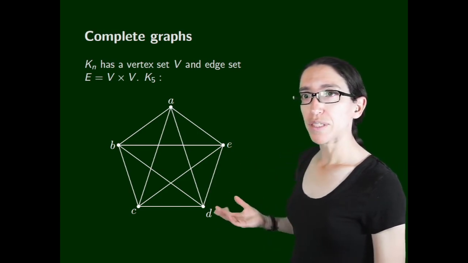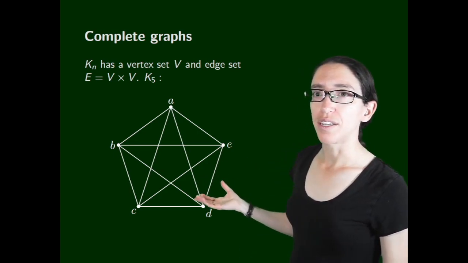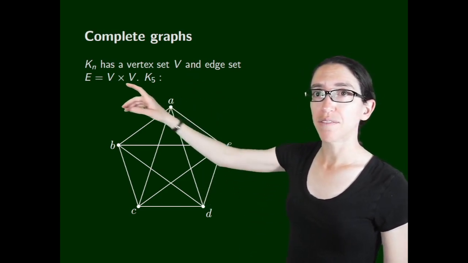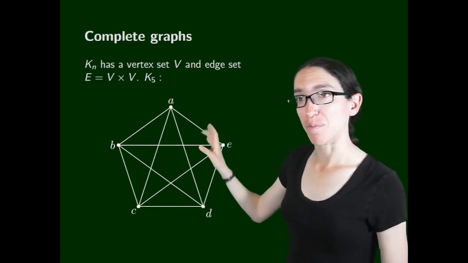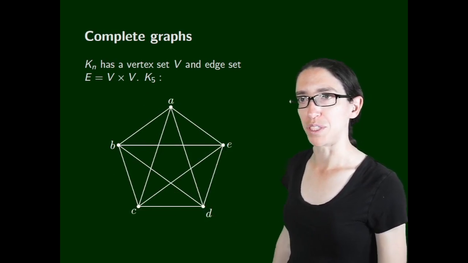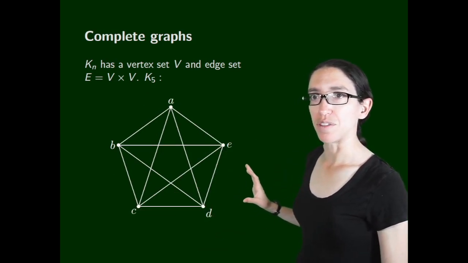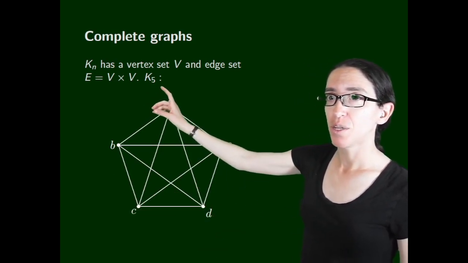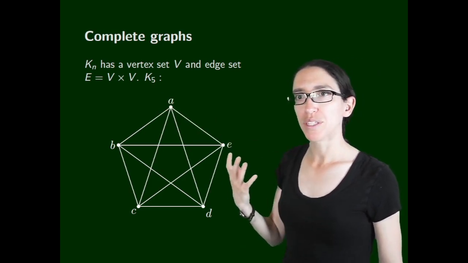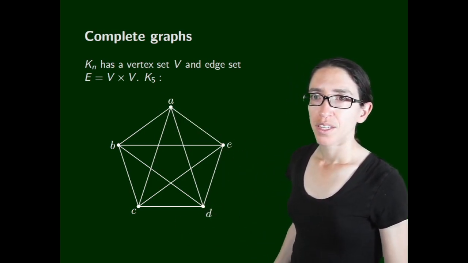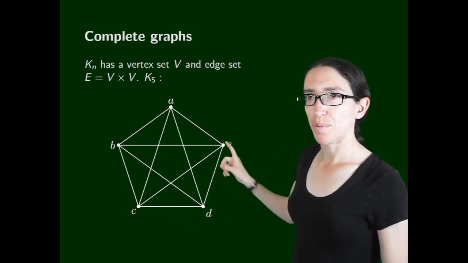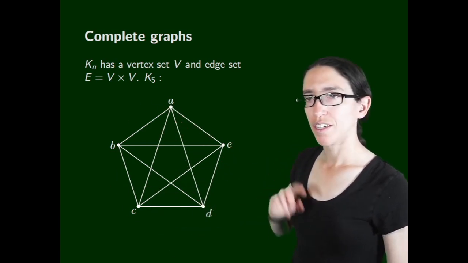Now here's a complete graph. A complete graph on a vertex set V just means you have E equals V cross V, so all the possible edges are there, except for self-loops. We don't allow self-loops or multiple edges. So here's the example of the complete graph on 5 vertices, which we call K5, and of course you would say Kn for an n-element vertex set V. So here's 5 vertices, and all the possible edges between those 5 vertices are connected.